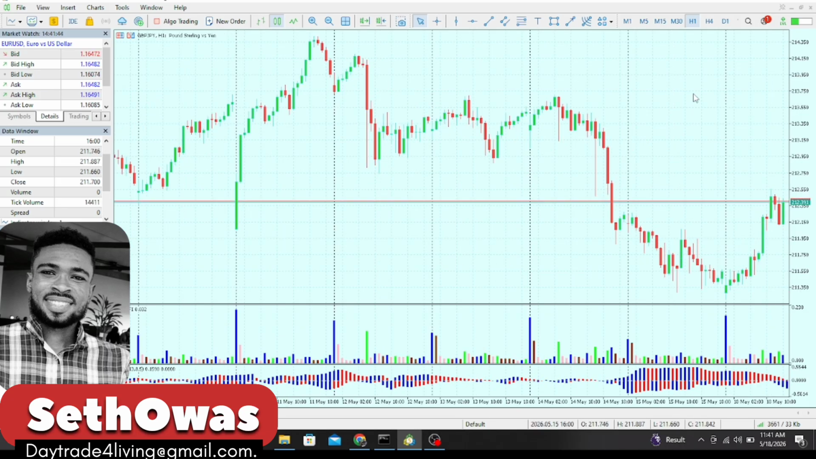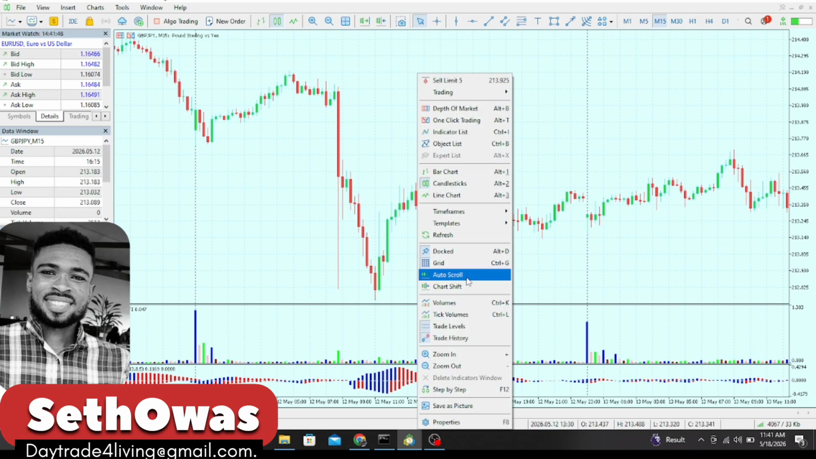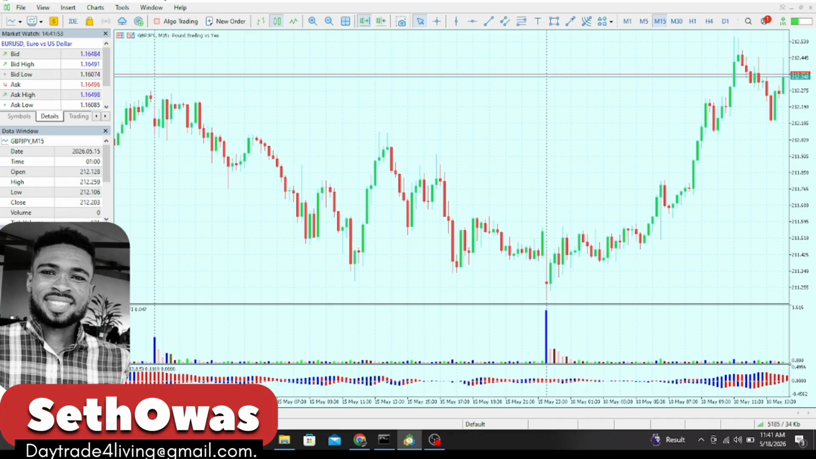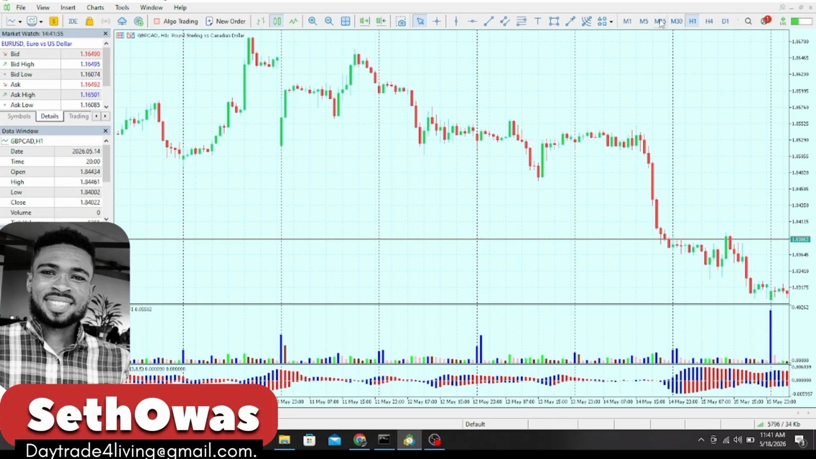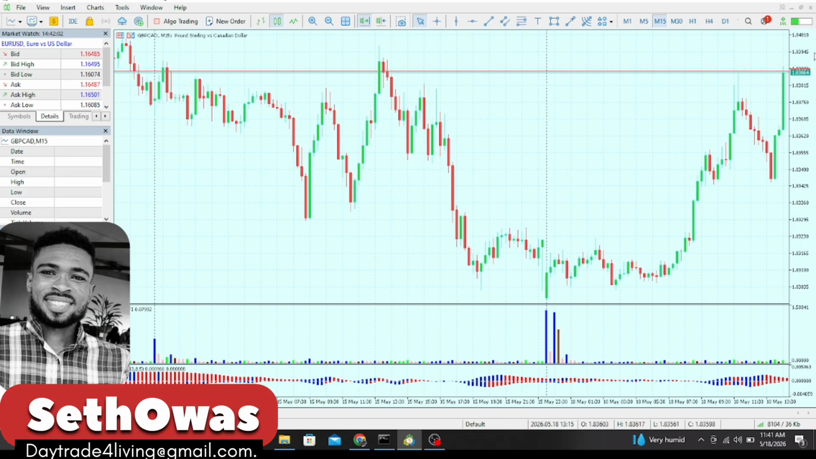Now let's go to the M15 because that's where we are going to trade. M15, and we do auto scroll so that the chart will just appear here. We go to the pound CAD, the same thing. We go to M15, right click, auto scroll. Okay, so now we are at the end of the chart.